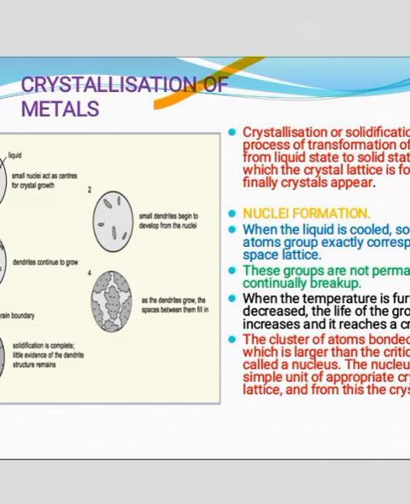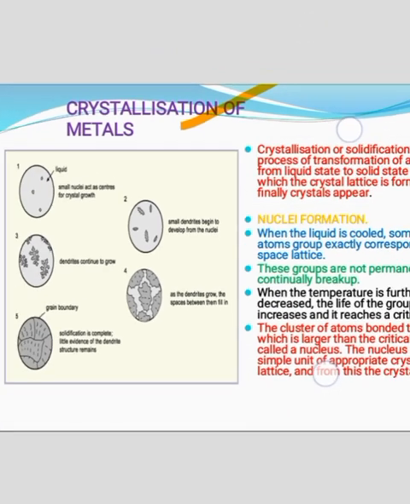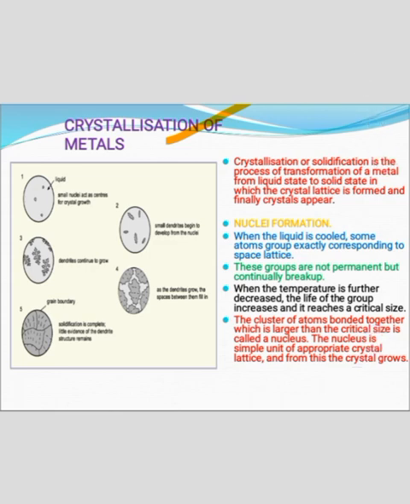Crystallization of metals. Crystallization or solidification is the process of transformation of a metal from the liquid state to the solid state, in which a crystalline lattice is formed and finally crystals appear. So crystallization means solidification of metals.